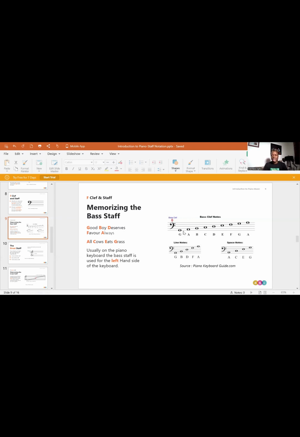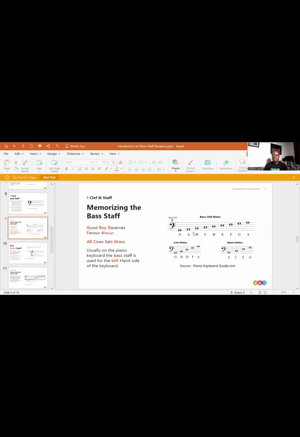Looking above here, this is the alphabetical arrangement. Beginning from G, move to A, B, C, D, E, F, G, and A. They have been arranged line and space in the order of the alphabet. So we count each line and space alphabetically. After G musically, we should have A, go back to A, B, C, D, E, F, G.